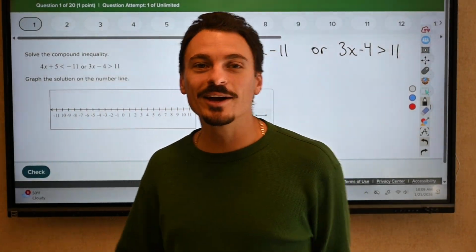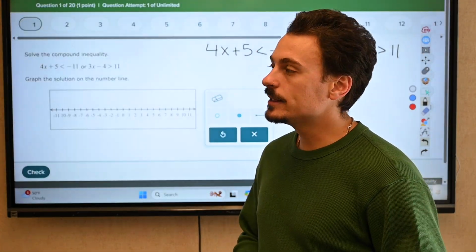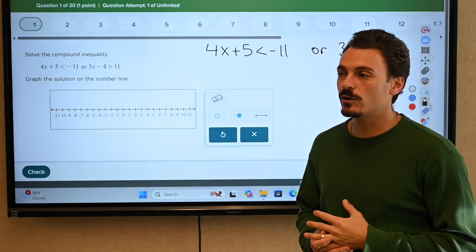Oh yeah, all right, here we go. This is homework number 5 for ELO 1. It's solving compound inequalities, so this is a difficult topic.